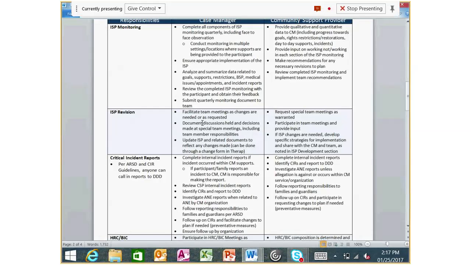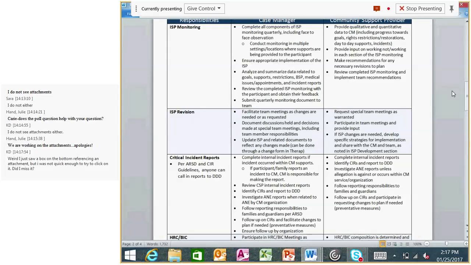The CSP also will certainly want to be providing input for the working, not working that's included in that ISP monitoring document. So it's really an opportunity to participate in the active need or potential need for revisions of the ISP. That maintains a living, breathing document, and changes can be made in a timely manner. This includes making those recommendations, reviewing that completed ISP monitoring, and implementing any team recommendations if there are changes identified within that.